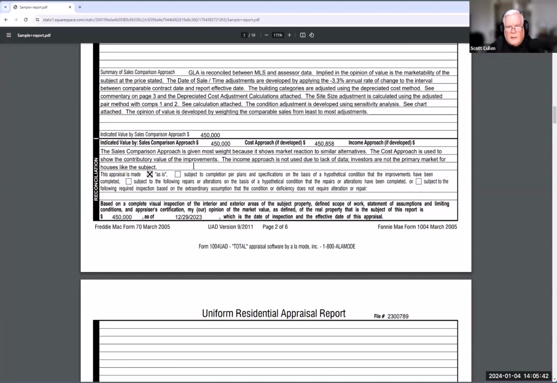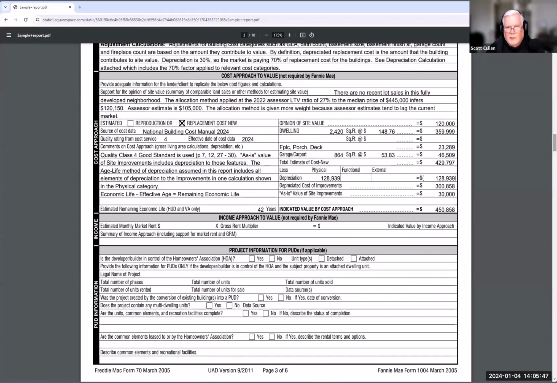Now, depreciated cost is kind of an interesting concept. Depreciated cost, this $300,000, is what the market pays for the house. If the total is 450, if that's the correct total, so if we start with 450 and we subtract 30, now we're at 420. And if we subtract 120 for the land, the market's paying $300,000 for the house. So that's the depreciated cost. You could also think of that as the contributory value of the house.